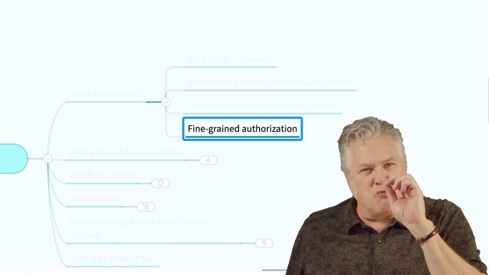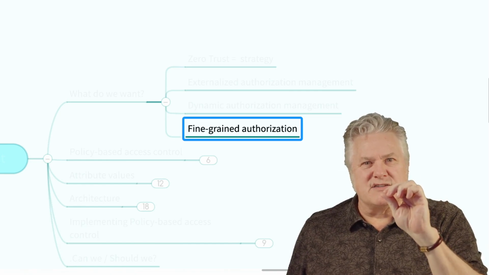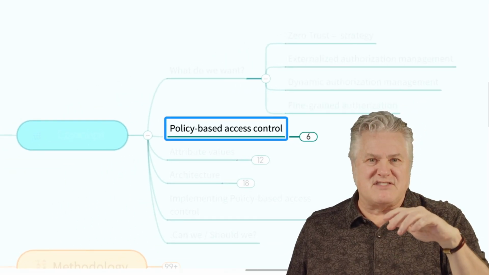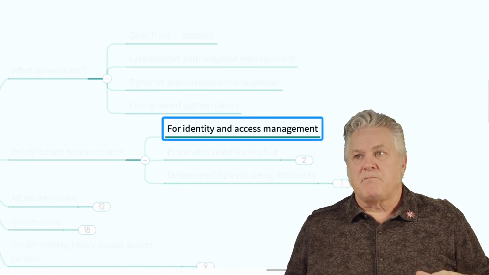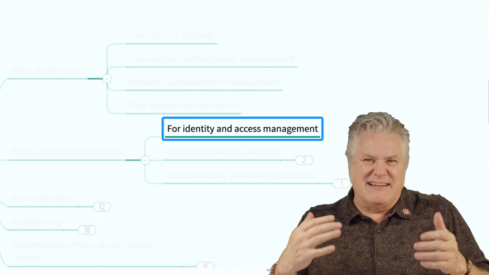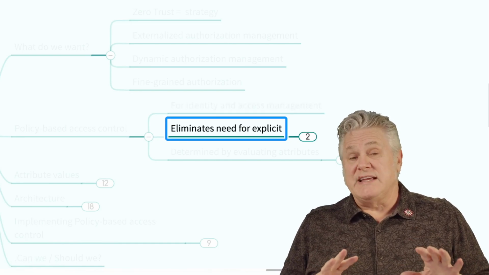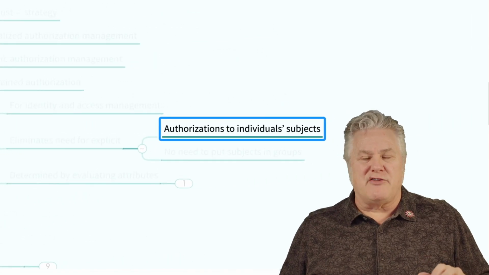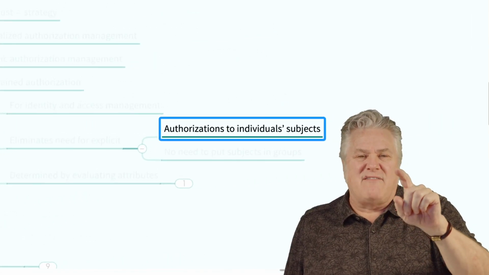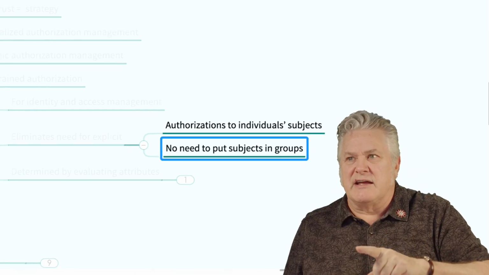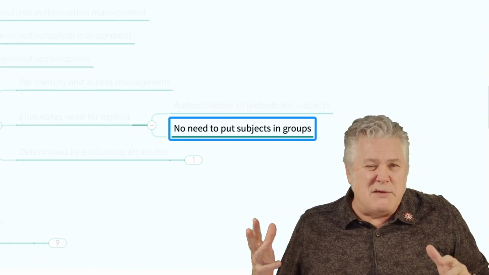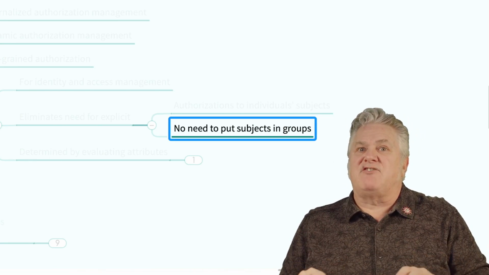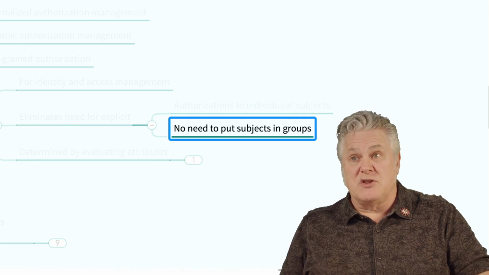And we also want to be really fine-grained about this. But that sounds like an administrative nightmare, and that's where policy-based access control comes into play. It's identity and access management, but it goes deeper than that. And what's really nice is we can, if we set it up correctly, eliminate the need for explicit authorization to individual subjects. I don't have to say, you get permissions to this thing. There's no need to really put subjects in groups anymore. Well, you still have to do that, but you have to do it a lot less, and you have to manage it a lot less because you're doing things based on attribute.